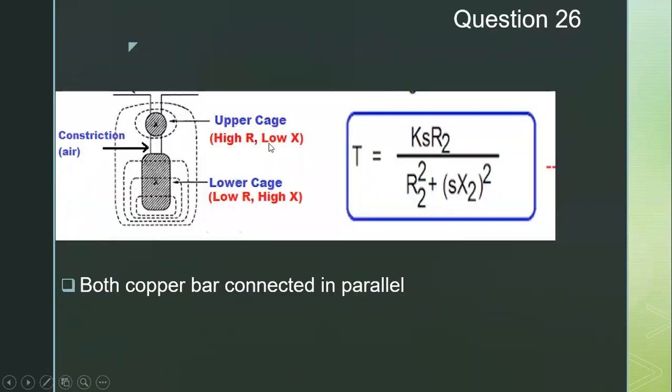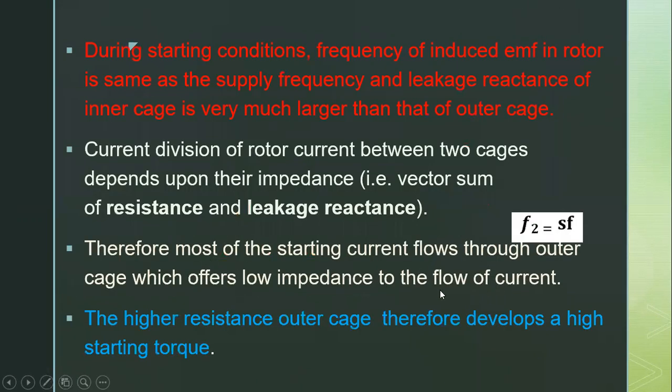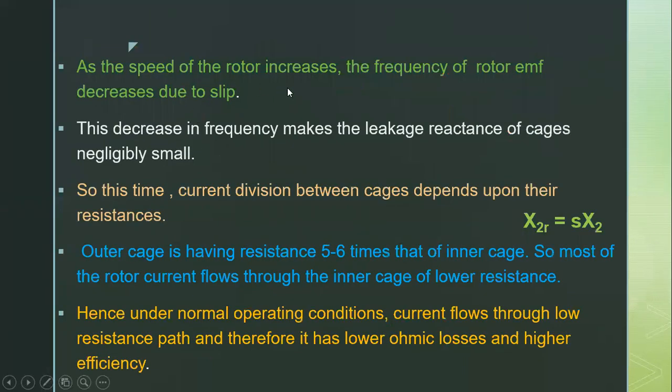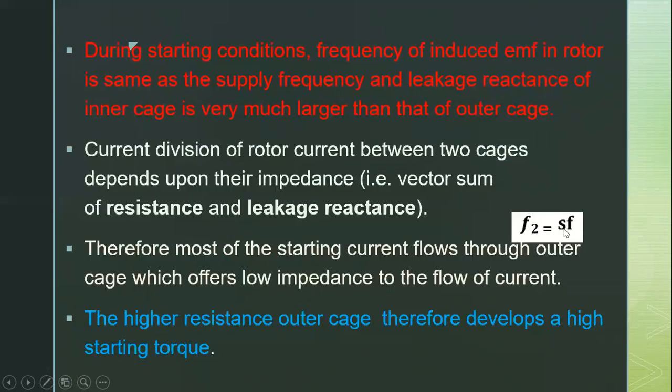So at the starting time, the current goes through the outer cage. The higher resistance outer cage therefore develops a high starting torque. Higher resistance is in the outer cage, so at starting it gives the high starting torque. As the speed of the rotor increases, the frequency of the rotor EMF decreases. There is one relation: f2 is equal to s into f. So in the running condition, slip will be reduced.